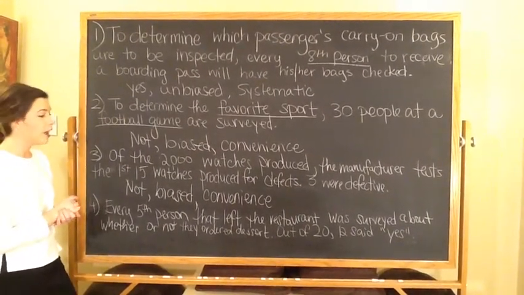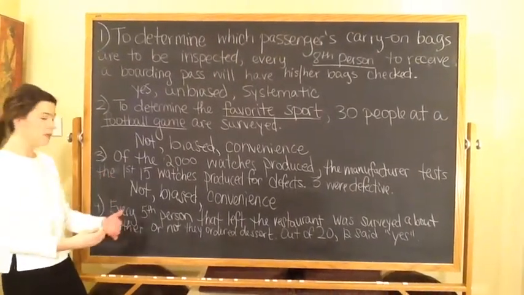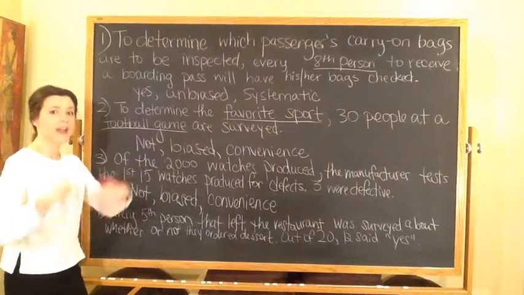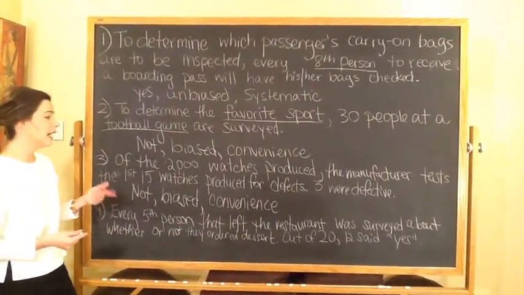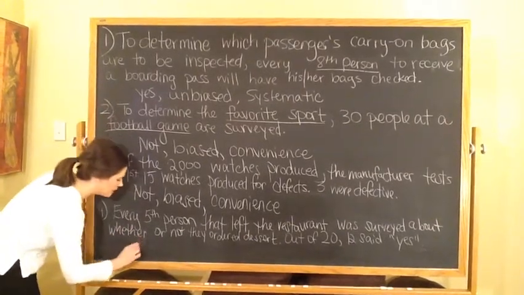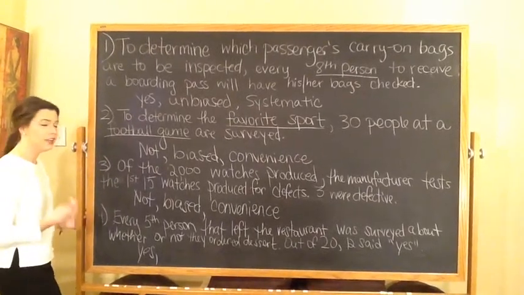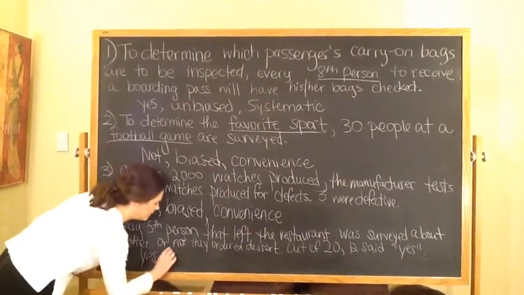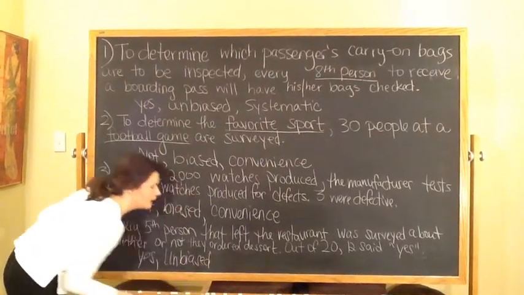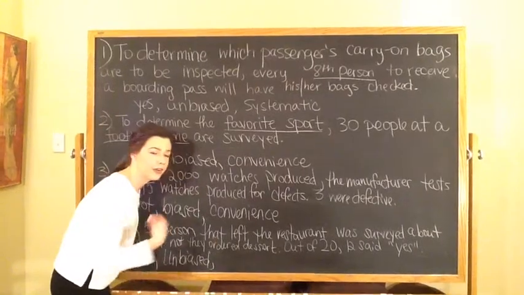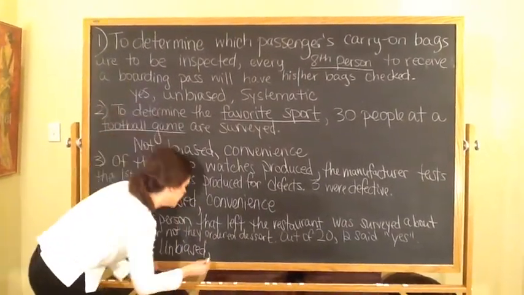Alright, number 4, it says every 5th person that left a restaurant was surveyed about whether or not they ordered dessert. Out of 20 people, 12 said yes. So basically every 5 people, we're going to check. This looks like a systematic sample. Is it biased or unbiased? We're saying yes, this is valid, because you're checking pretty often and you're checking random people. So it's unbiased, and it is systematic, because you have a planned interval at which you're going to ask somebody.